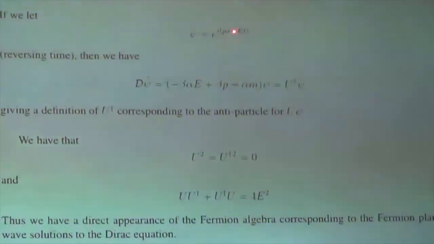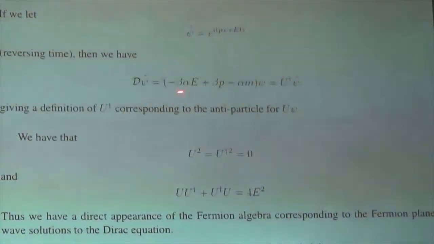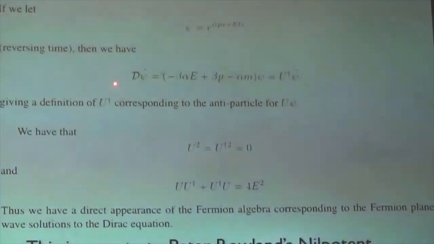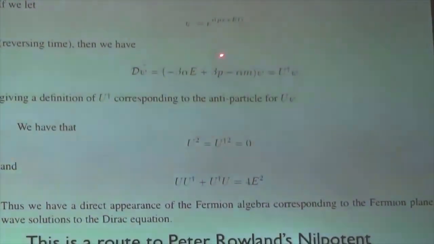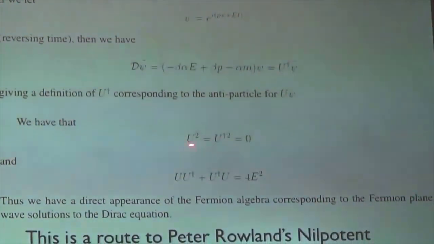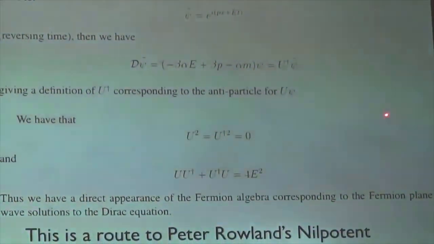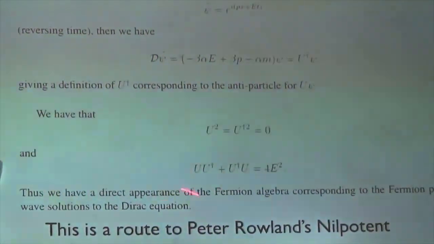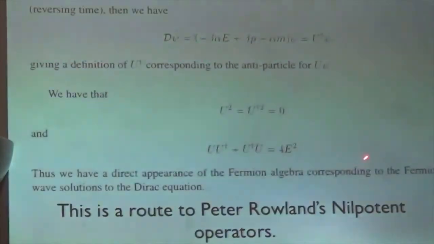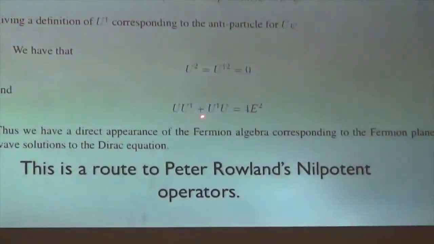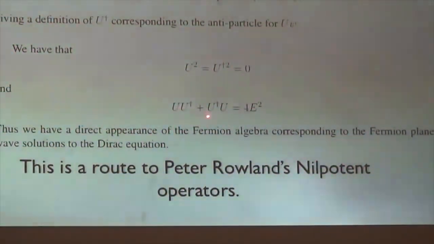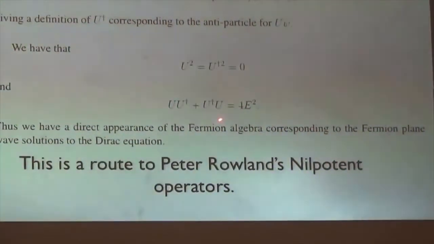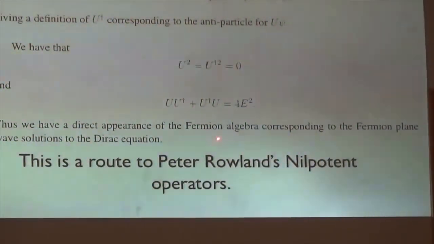Then you can see some other things. For example, if I reverse time, I change the sign here, then I will get a corresponding u dagger, a u for the reverse time. And then I have the two u's whose squares are zero. You can think of this as the antiparticle. And then if you look at how they don't commute, you get a positive commutator equation. U, u dagger plus u dagger, u is a constant, usually normalized equal to 1 by dividing by something.